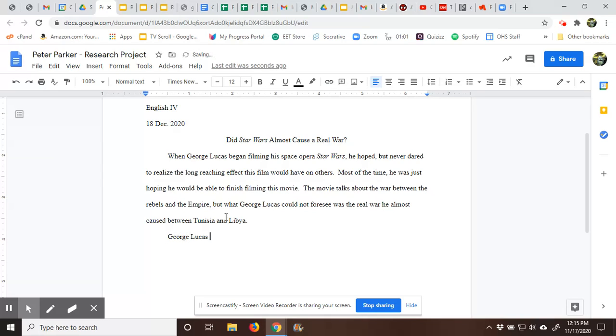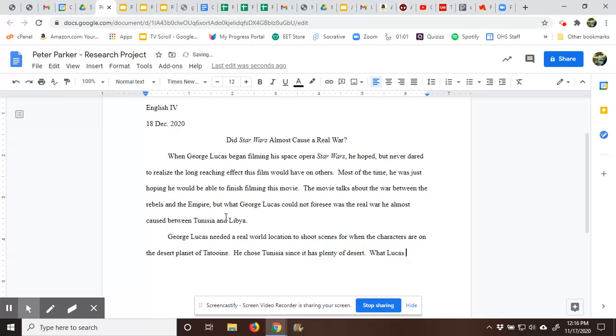George Lucas needed a real world location to shoot scenes for when the characters are on the desert planet of Tatooine. He chose Tunisia since it has plenty of desert.